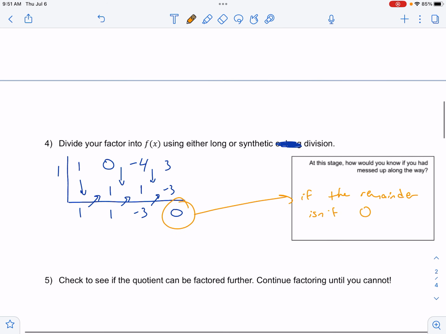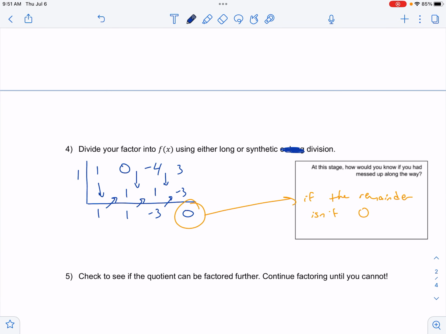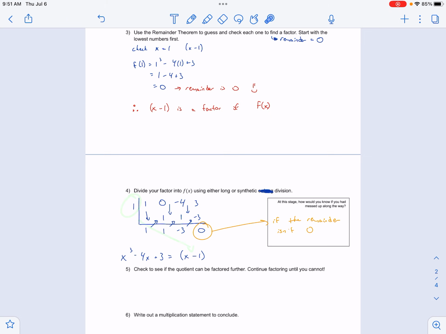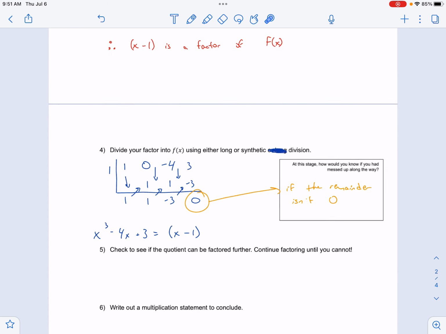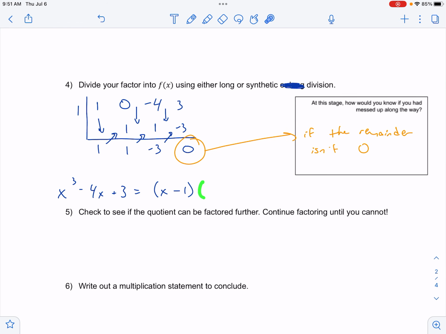Okay. Let's actually write this out now. So our factored form of our polynomial, so our polynomial was x cubed minus 4x plus 3. Our divisor that we just found was x minus 1, and again, I got that over here from before. And now I'm going to multiply it by my quotient. So that's x squared plus x minus 3.